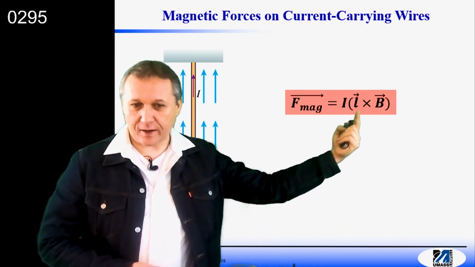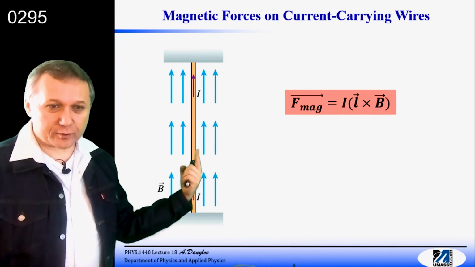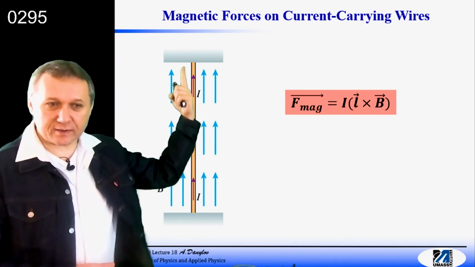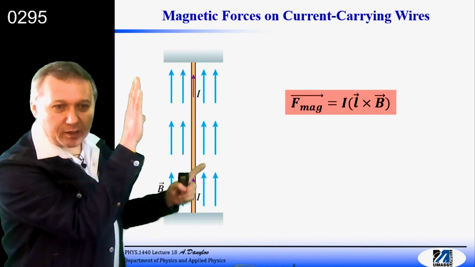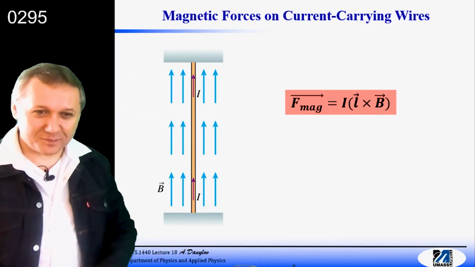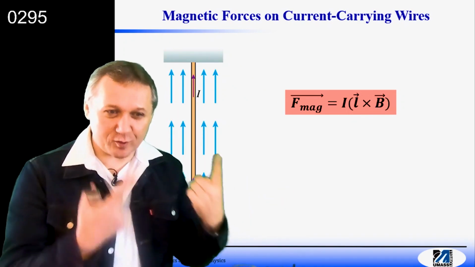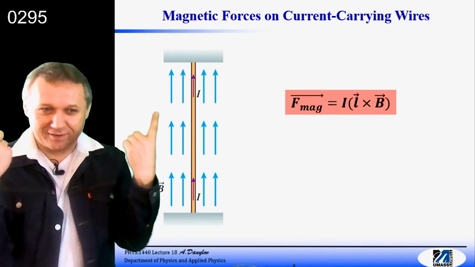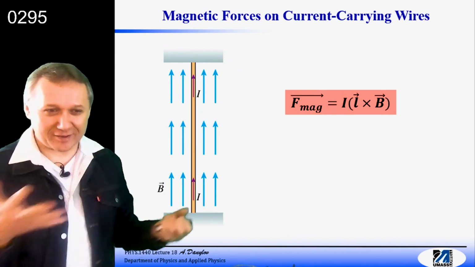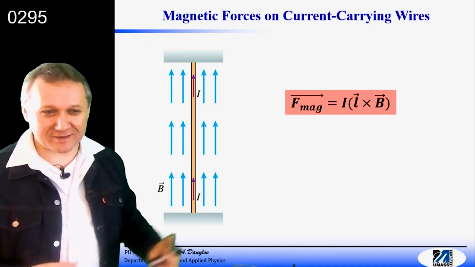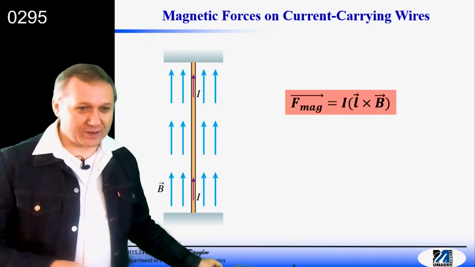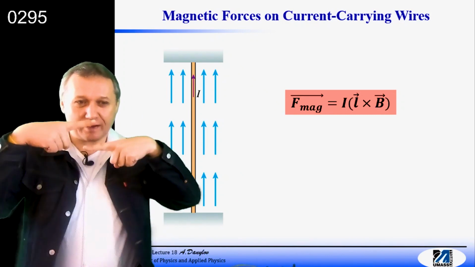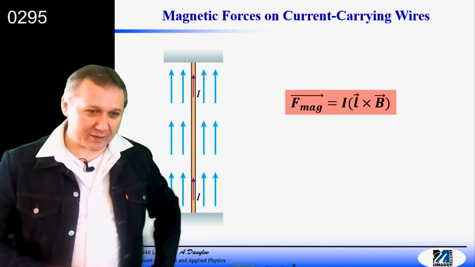Right? The direction of L is the direction of the current. So L cross B: I is up, so vector L is up. B is also up. So the cross product of two parallel vectors is 0. I started applying the right-hand rule and then I realized, okay, this is the trivial case. If you have two vectors parallel or anti-parallel to each other, the cross product is always 0.